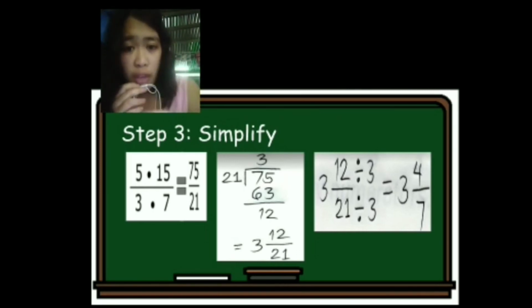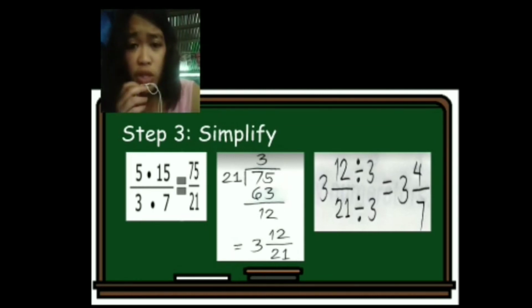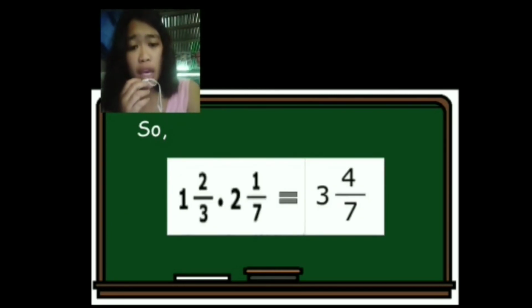And then 21 divided by 3 is 7. So that's why we have the simplified answer 3 and 4 over 7. And then you just copy the 3. Okay, that's why we get the result of 3 and 4 over 7. Now, so 2 over 3 times 2 and 1 over 7 is equal to 3 and 4 over 7.